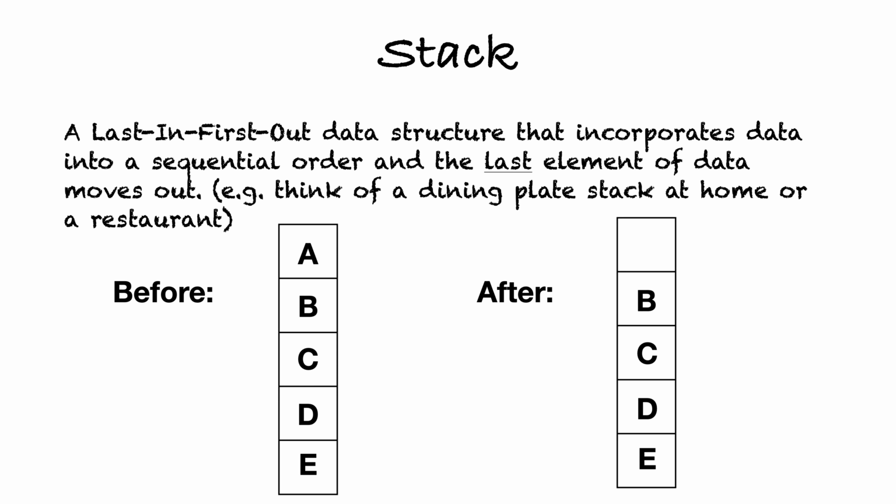With the queue structure out of the way, now the stack. The stack is a last in first out data structure that incorporates data in a sequential fashion again. So that's where it's similar to the queue. But the last element that has come in moves out. So a dining plate stack at home or at the restaurant is something that can be thought of. Below, there's the before with the E, D, C, B, A all stacked from down to up. And in the after, the A has been removed because it was the topmost element in the stack.